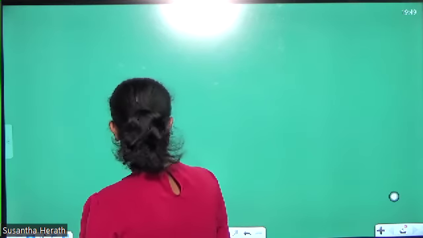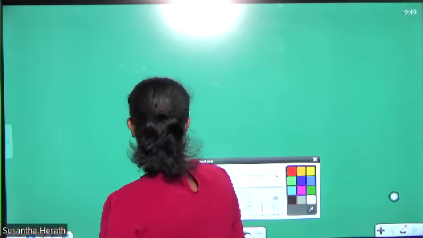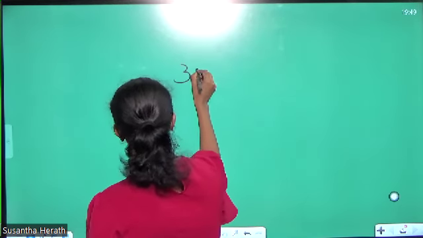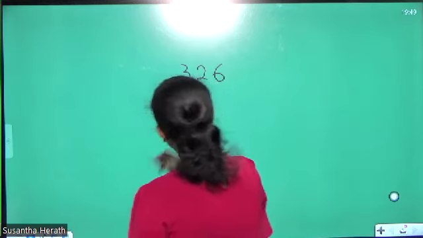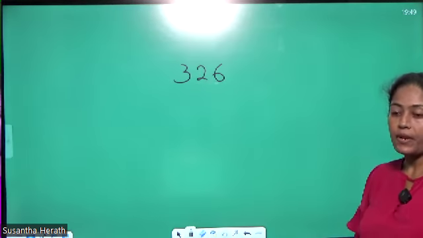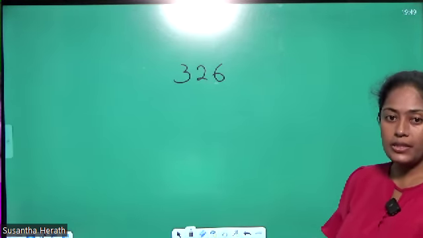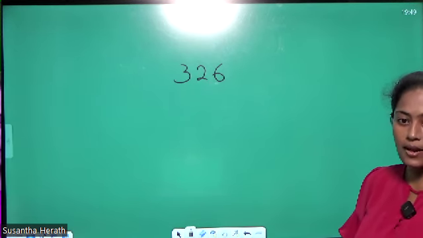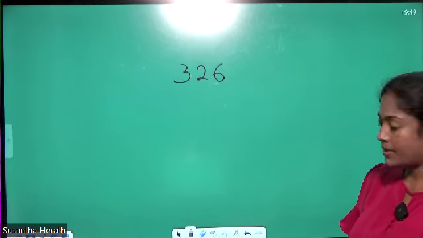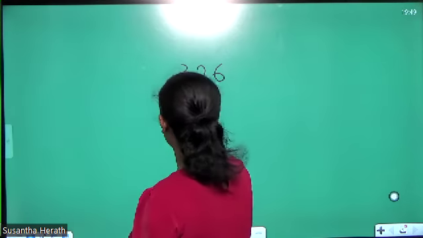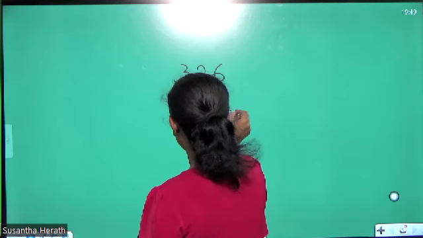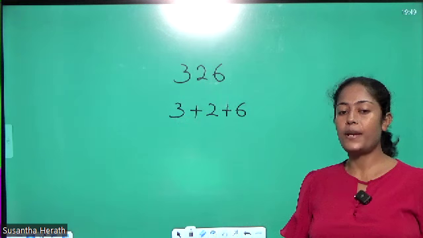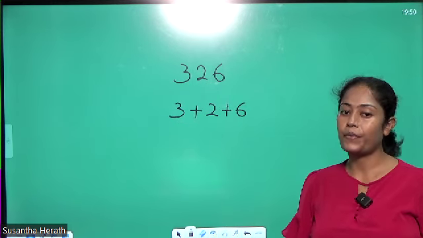Right, look at these numbers. 326. Now we are going to find the digital root of this. So what we have to do is add all these digits together. 3 plus 2 plus 6. What is the value? 3 plus 2, the answer is 5. Then 5 plus 6. What is the value? 11.